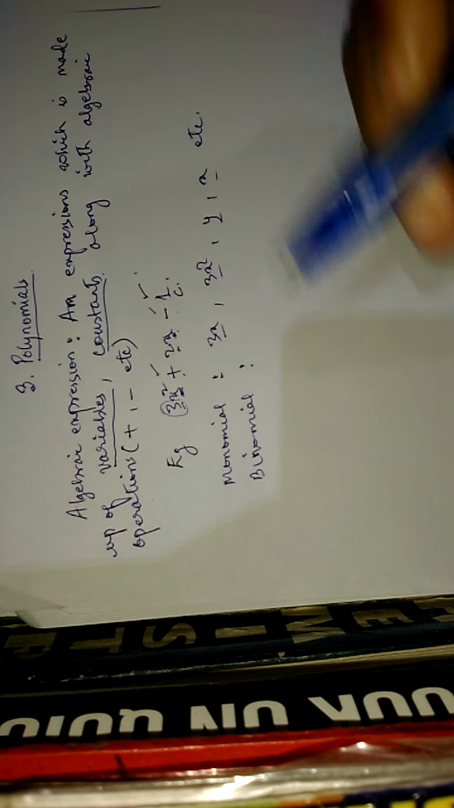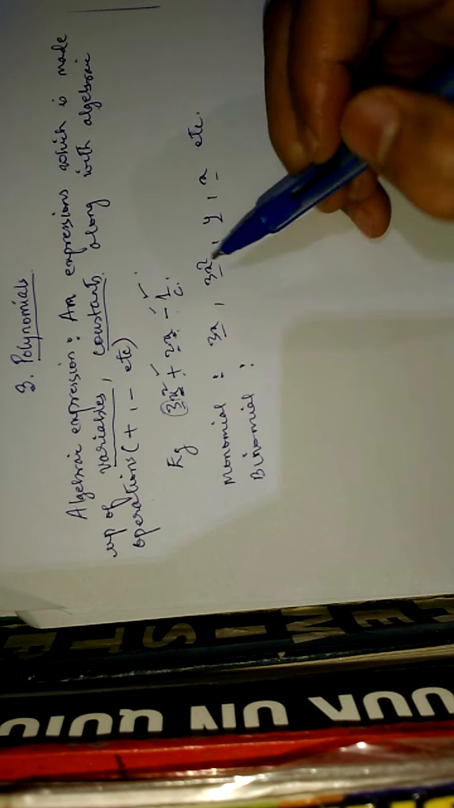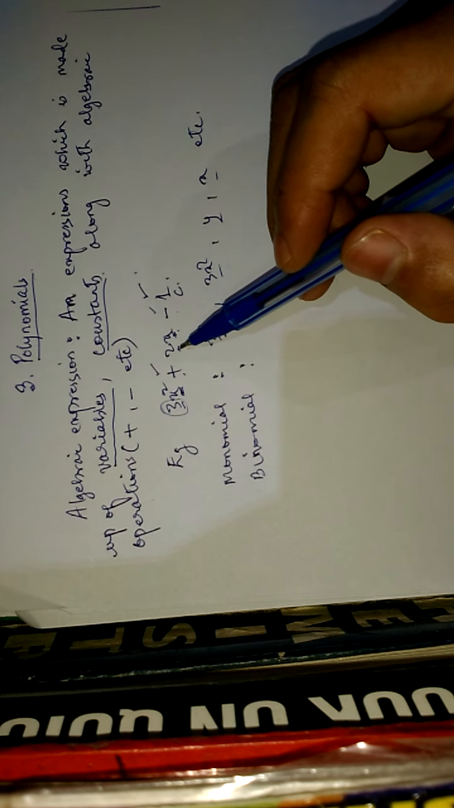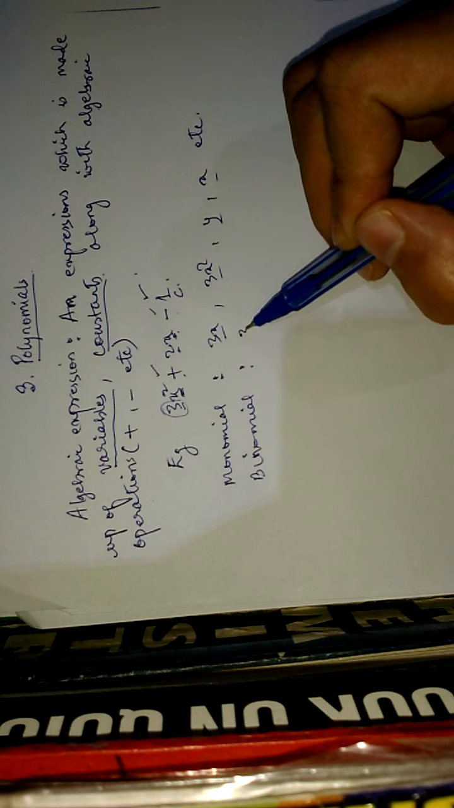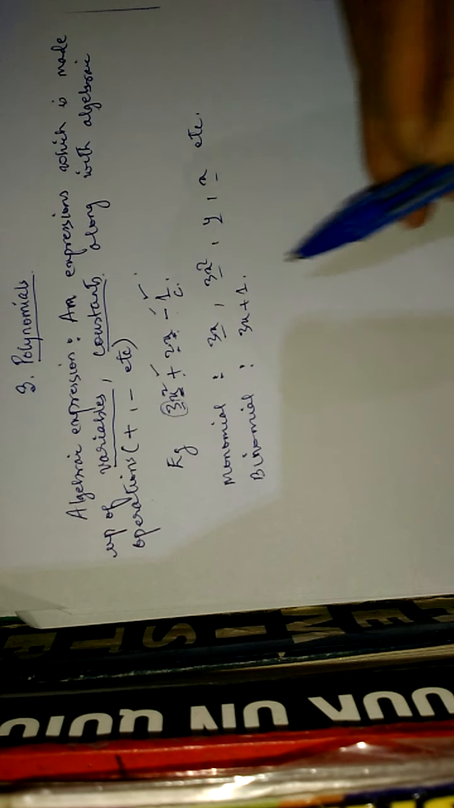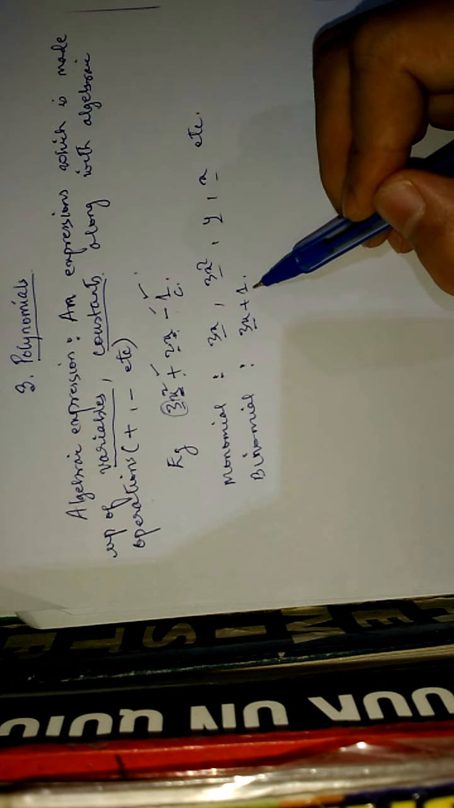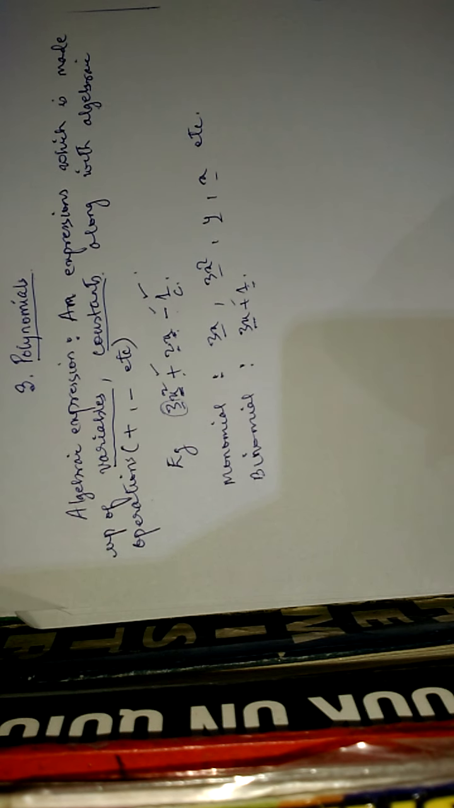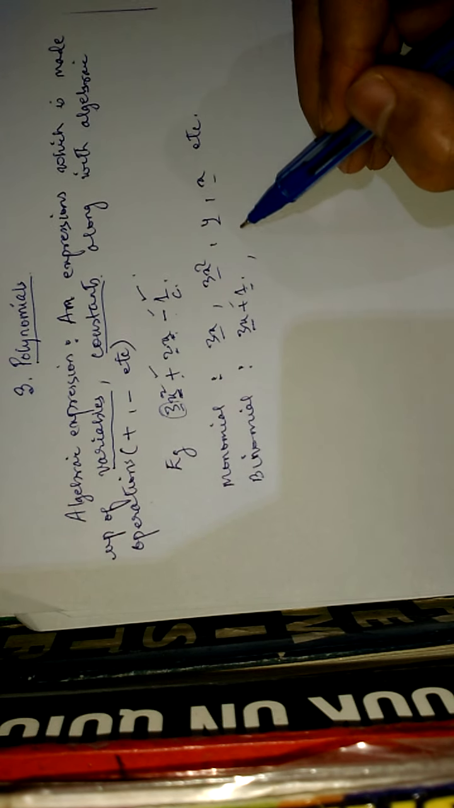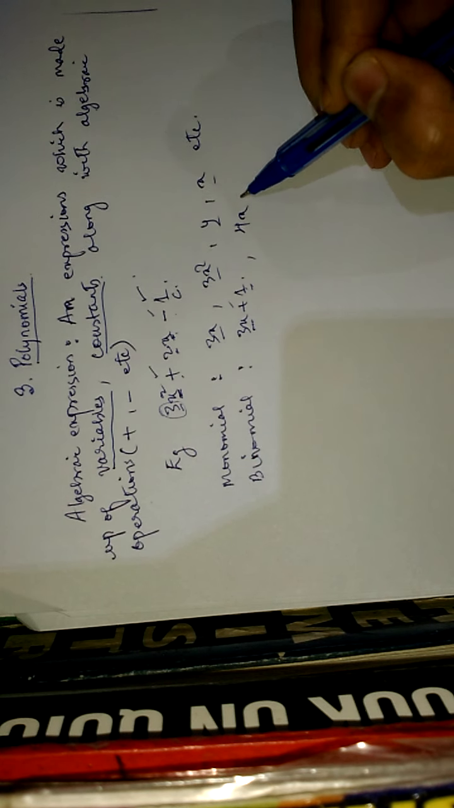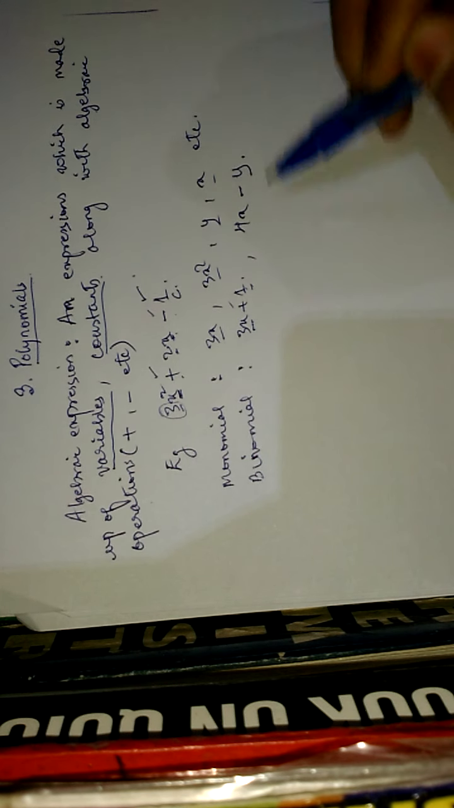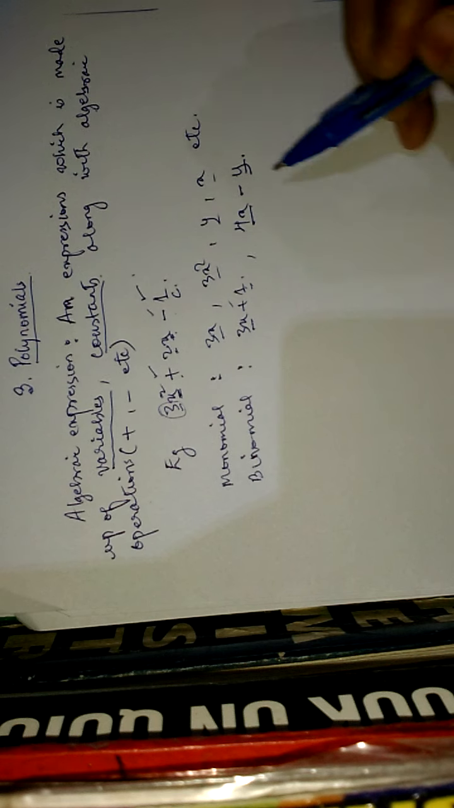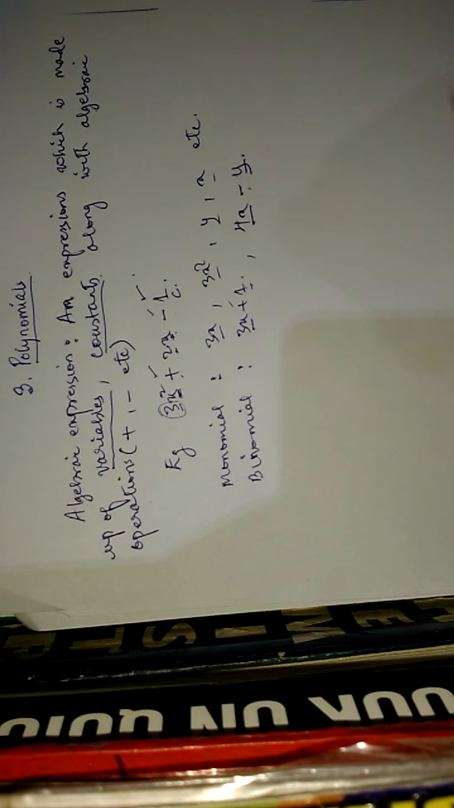And binomial. In this case, there should be two terms. Two terms means there should be, let's say, 3x plus 1. In this case, we have two terms, first term and second term. These two terms are separated by the operator plus. Another, 4x minus y. Here also we have two terms separated by minus.